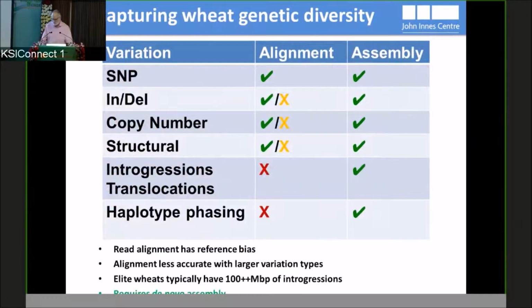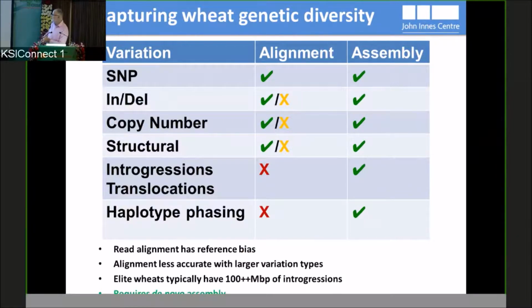Now, when we started to sequence wheat, we work at the John Innes and our partner institutes in a context where we want to use genomics for wheat improvement and to understand wheat biology. So we needed to be able to identify the types of genetic variation that you find in wheat. SNPs are reasonably easy to find just by aligning even a single Illumina read, although it's got to be reasonably deep, to identify a single nucleotide polymorphism.